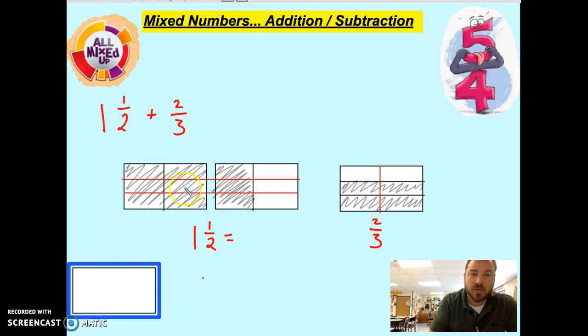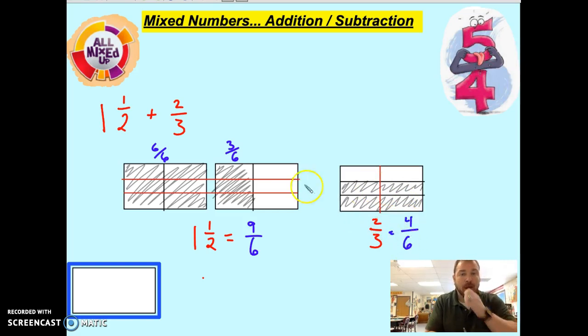1, 2, 3, 4, 5, 6. There are 6 sixths over here, and there are 3 more sixths over here. Together that makes 9 sixths. Over here I have 4 sixths. 1, 2, 3, 4. Okay? I'm going to add these together. So now I have a common unit, sixths. I can add 9 plus 4, and I get my answer of 13 sixths.